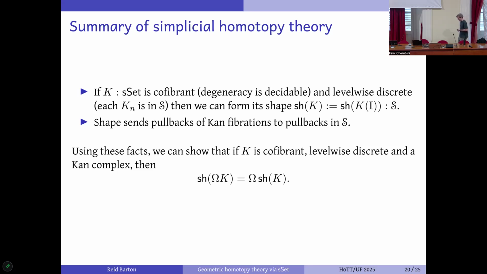And this last fact about cofibrations behaving well under shape tells me that a pullback of the cofibration in simplicial sets is getting sent by the shape to a pullback square in my universe of shapes. That is what I need to prove, by maybe some other argument, that if I start with some simplicial set that has all of these properties, so it's cofibrant and levelwise discrete, so I can take its shape, and it's also a Kan complex, so the simplicial loop construction will be the right thing, then indeed the shape of the loops on X would be the same as the loops of the shape on X.